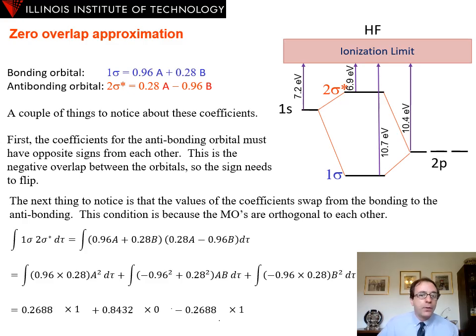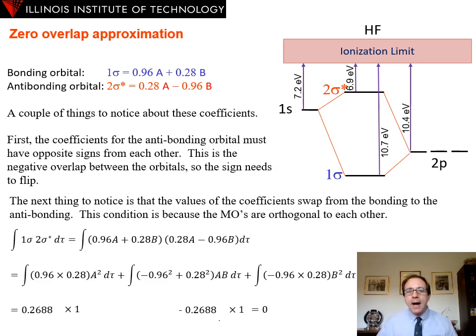So that goes to 0. That's why I wasn't so concerned that I got the sign wrong on that coefficient just a second ago, because that's going to drop out, and this whole thing is going to add up to 0. So that shows that these two molecular orbitals are orthogonal to each other.